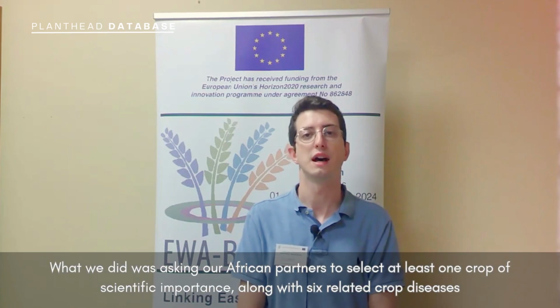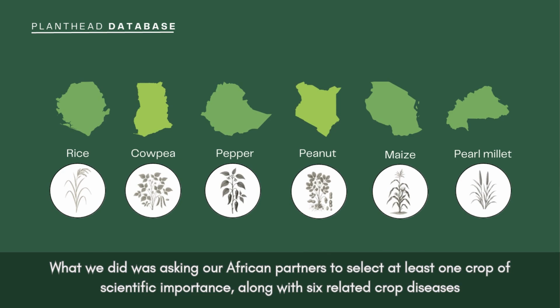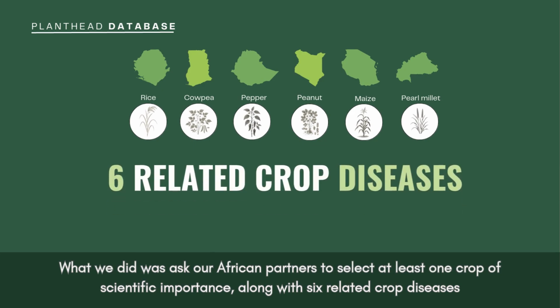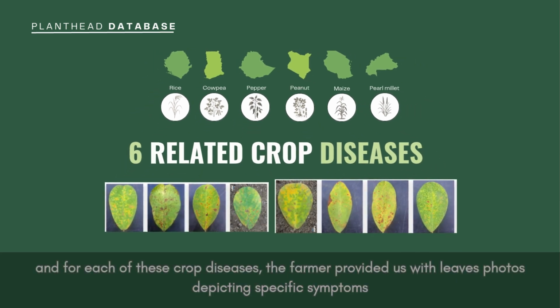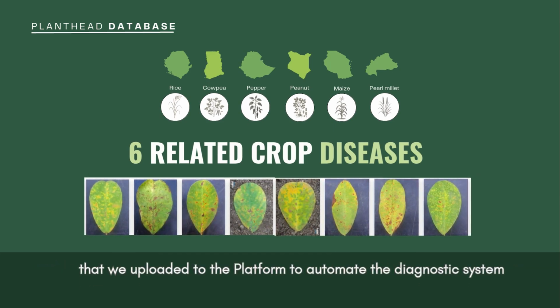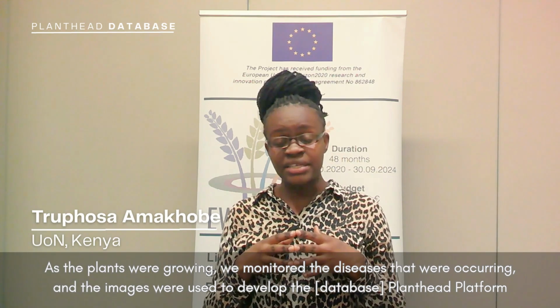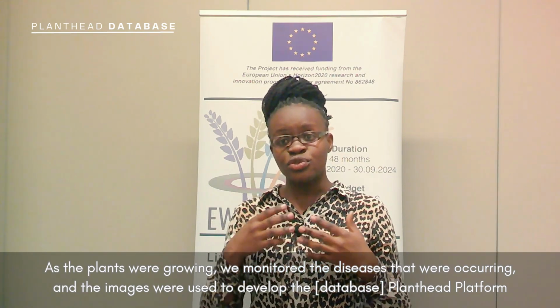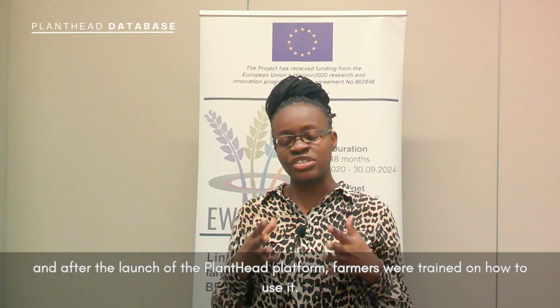What we did was ask our African partners to select at least one crop of scientific importance, along with 6 related crop diseases. And for each of these crop diseases, the partners provided us with leaf photos depicting the specific symptoms that we uploaded in the platform to automate the diagnostic system. As the plants were growing, we monitored the diseases that were occurring, and images were used to develop the PlantHead platform. And after the launch of the PlantHead platform, farmers were trained on how to use it.